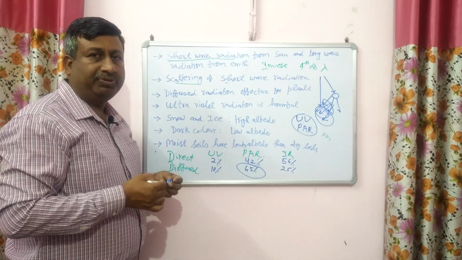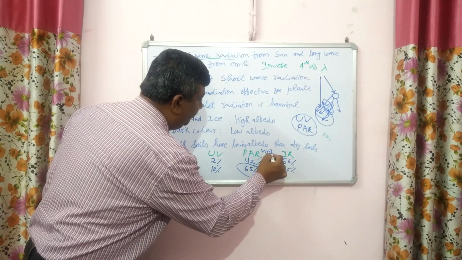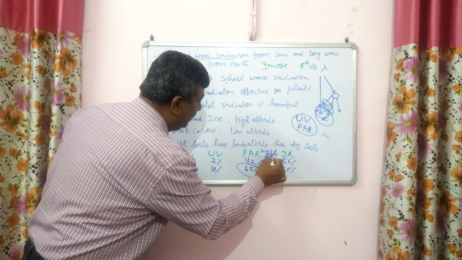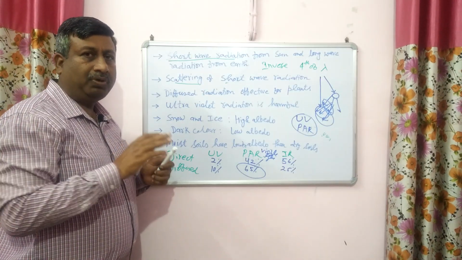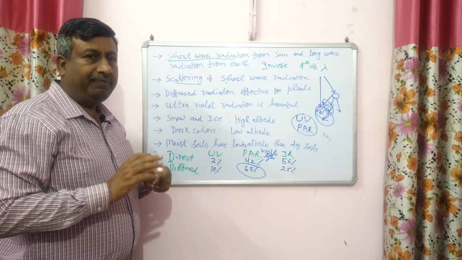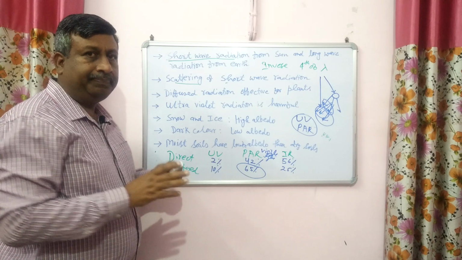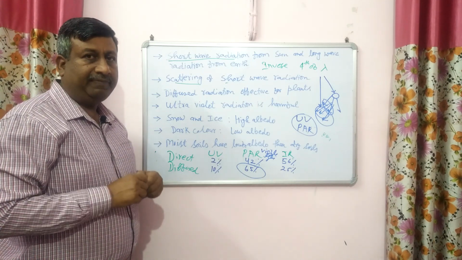Which is involved in photosynthesis, and this is actually visible light, in the range of 400 to 700 nanometer. So out of ultraviolet, PAR and infrared, only PAR is involved in photosynthesis. So this is the reason that in diffuse light there is more content of PAR. That's why it is effective for plants.